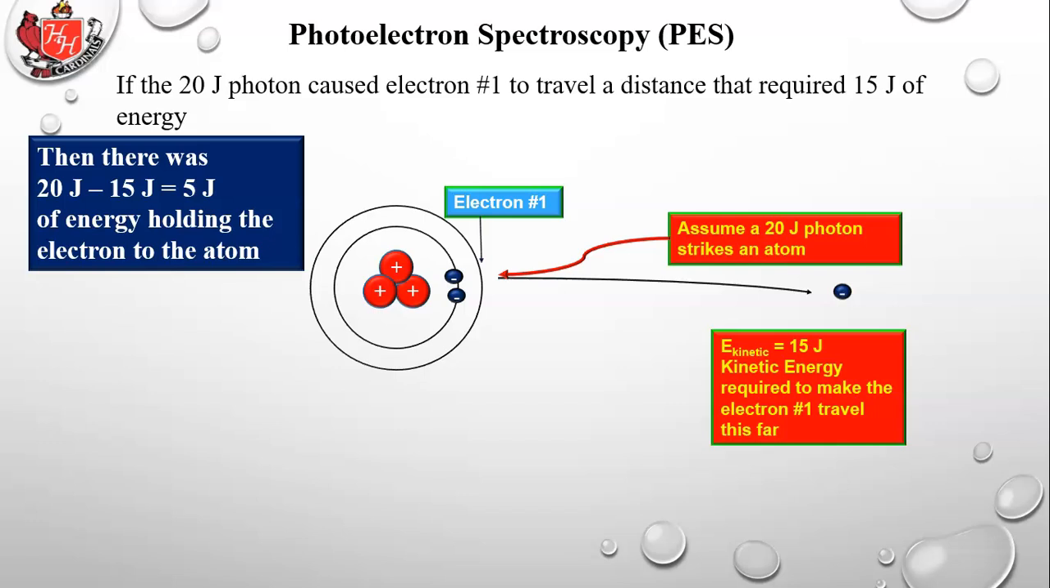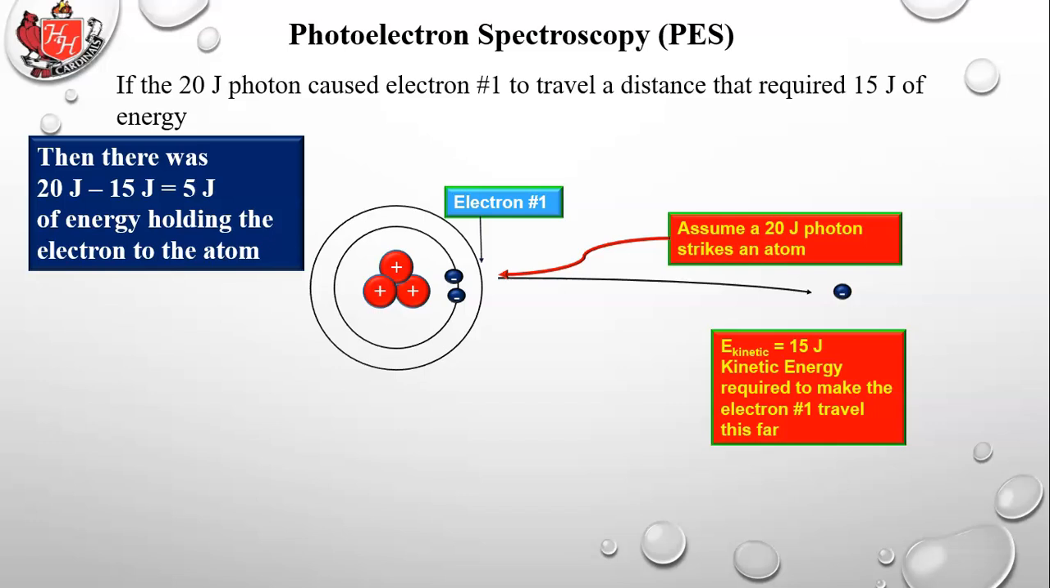So 20 joules comes in, it hits that electron. 5 of the 20 joules are required just to pull the electron away from the atom a little bit, and then the other 15 joules are what they measured that the electron had in it when it flew away from the atom. Therefore, the energy that comes in from the photon goes into two places. One is just to break the electron away from the atom. The second is to cause it to fly away.